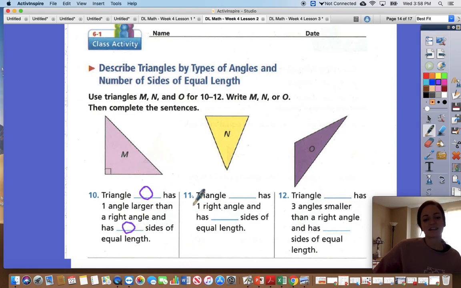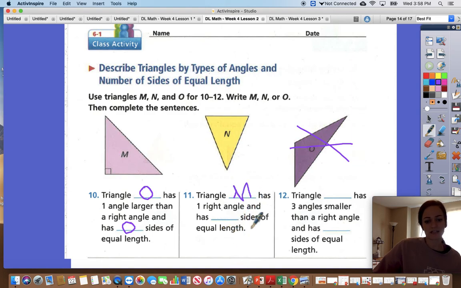Okay, let's look at number 11. Triangle blank has one right angle. So we're done with this one. Which one has a right angle? M, right? You see the little square there? That shows us that it's a perfect square. It's a right angle. So we're going to put M, okay?